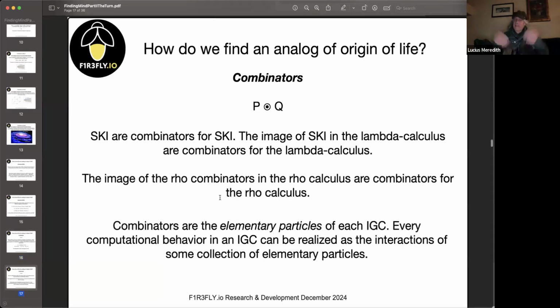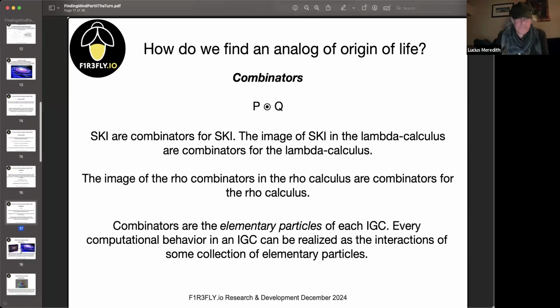So let's give some examples. SKI are combinators for SKI. Oh, big surprise. The image of SKI under its translation to the lambda calculus, so that's a collection of lambda terms now, those lambda terms are combinators for the lambda calculus. That's just reinterpreting well-known results. The image of the rho combinators in the rho calculus are also combinators for the rho calculus. Again, that's just reinterpreting well-established results. The intuition you should have is that combinators are the elementary particles of every IGC. These are the smallest gadgets where all observable behavior arises by interaction. So these are the quarks, leptons, and gluons of the computational universe, which I think is kind of cool.